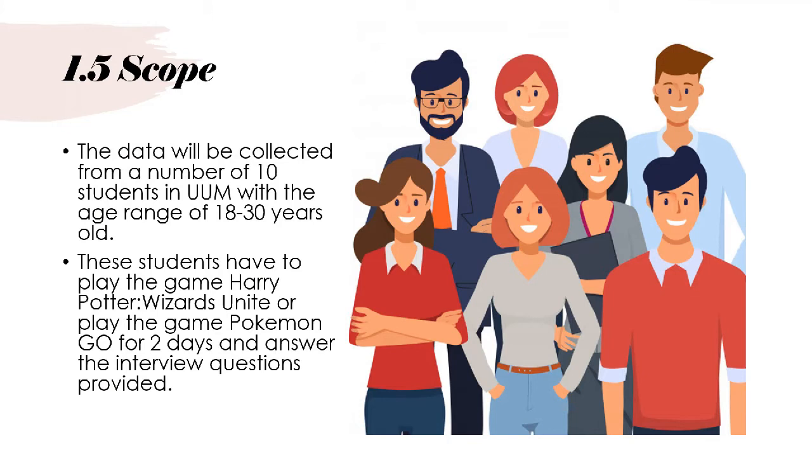The scope. The data will be collected from a number of 10 students in UUM. So 10 students is what we're going to choose. And also the age range is mainly 18 until 30 years of age. And these students have to play the game Harry Potter Wizards Unite or play the game Pokemon Go. Either way, both of them are AR games, so we let them choose which one they want to play, and then we're going to give them the questionnaire, which they have to answer later on.